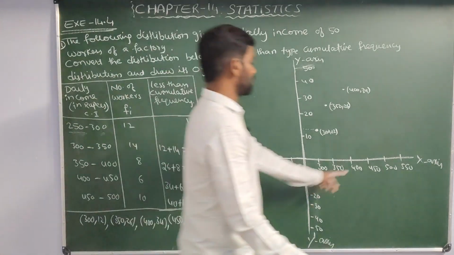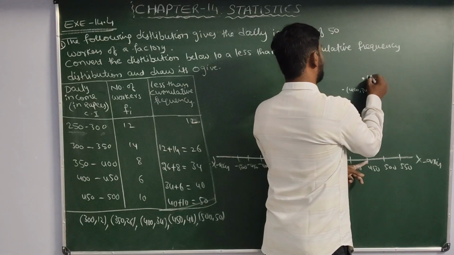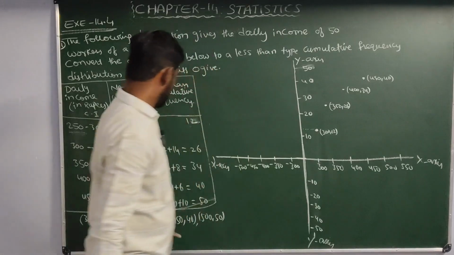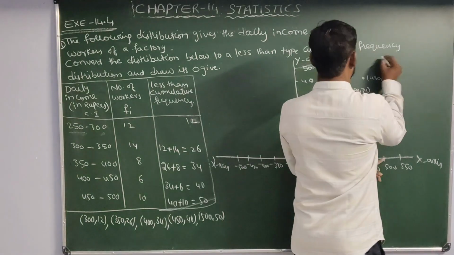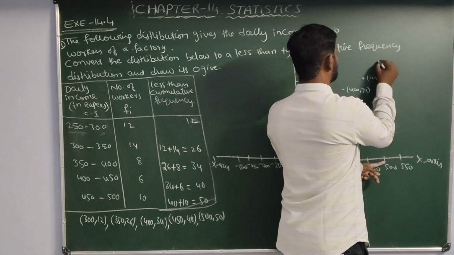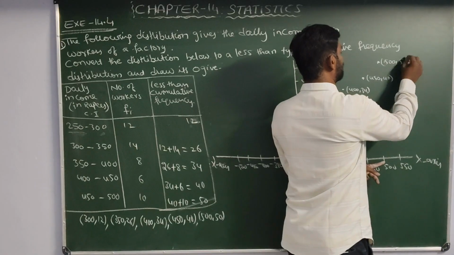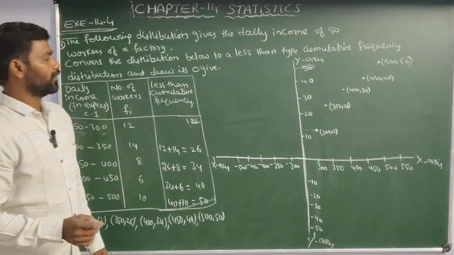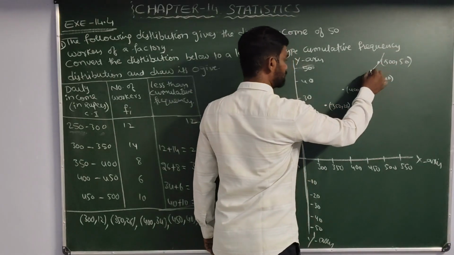Next, 450 comma 40. It will be here exactly. Next, 500 comma 50. The x coordinate is 500 and the y coordinate is 50 here. So this is the way to plot the points on the graph. Now with your free hand, you just join these points.